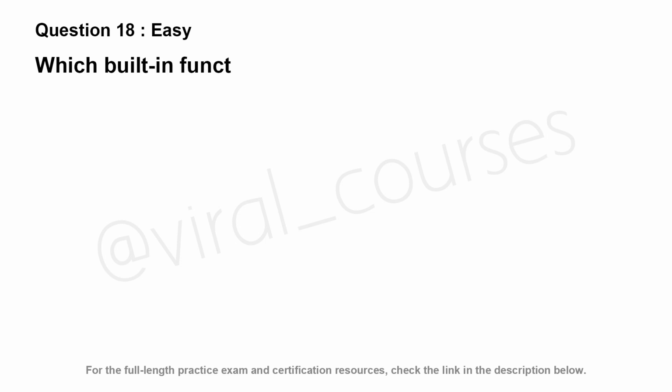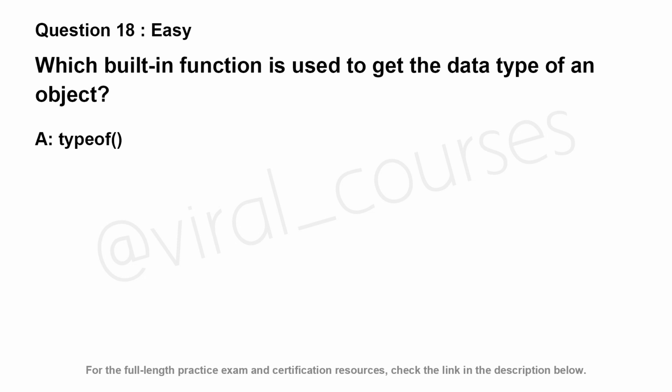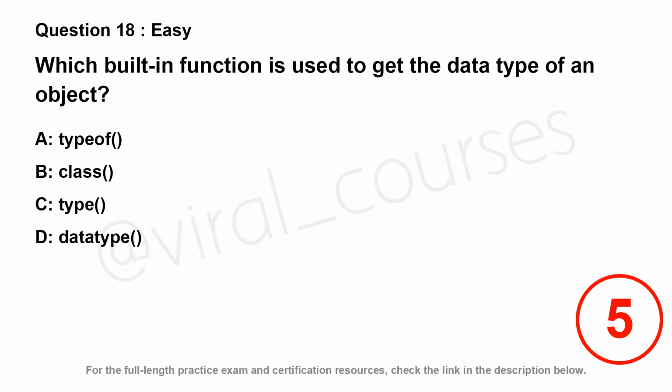Which built-in function is used to get the data type of an object? Option A, typeof. Option B, class. Option C, type. Option D, datatype.